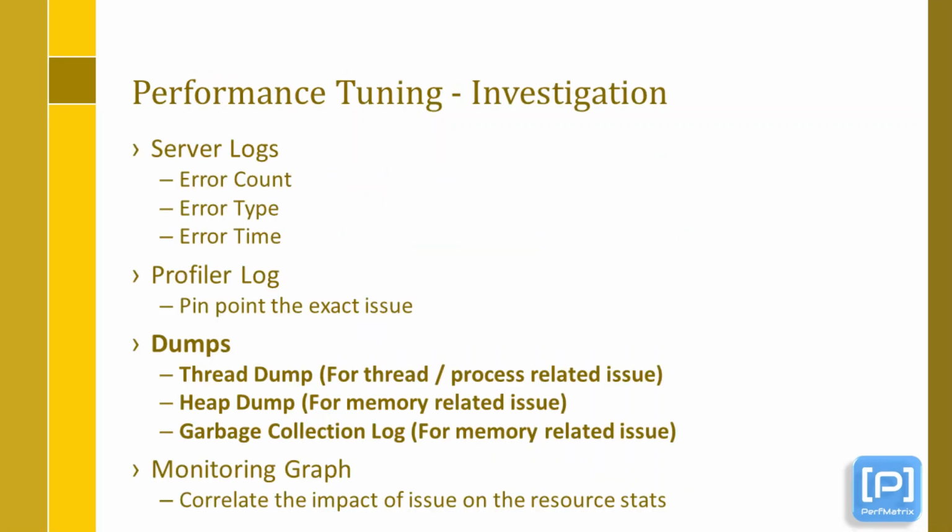Next is dumps. Dumps are required in case there is some issue with thread, process, or memory related cause that makes the system slow or unavailable. There are basically two types of dumps, which are thread dump and heap dumps. The GC logs or garbage collection logs help to understand the issue related to the memory.